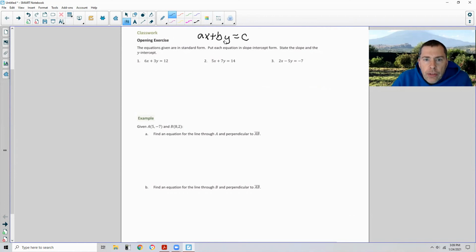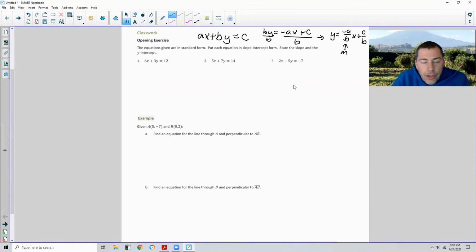So we want to get everything over on the other side. To get this standard form equation in slope-intercept form, we would subtract Ax over to the other side, and that would leave us with By equals negative Ax plus C. And then I'd have to divide both sides by B. And that would yield y equals negative A over B times x plus C over B. So that is going from standard form to slope-intercept form, and the negative A over B is our slope m.